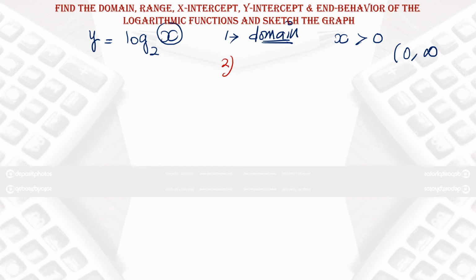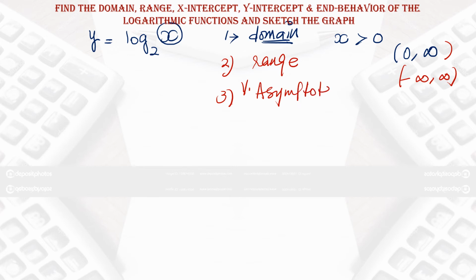Second point is range, and range is universal for the log. Whatever you write for the domain, you will get an answer. So range will always be negative infinity till positive infinity. The third thing is the asymptote, and I told you you have the vertical asymptote, and the vertical asymptote we always take from the first value of our domain, that is x equals to 0.